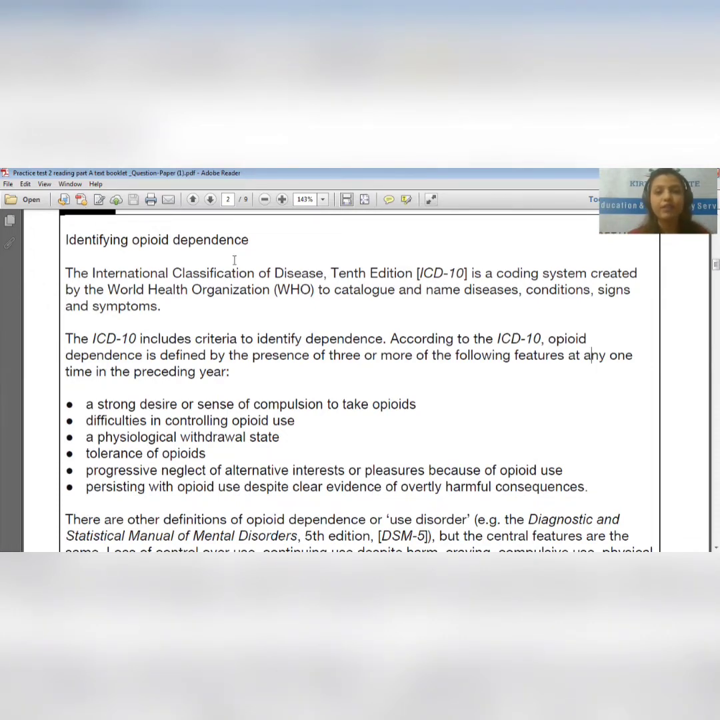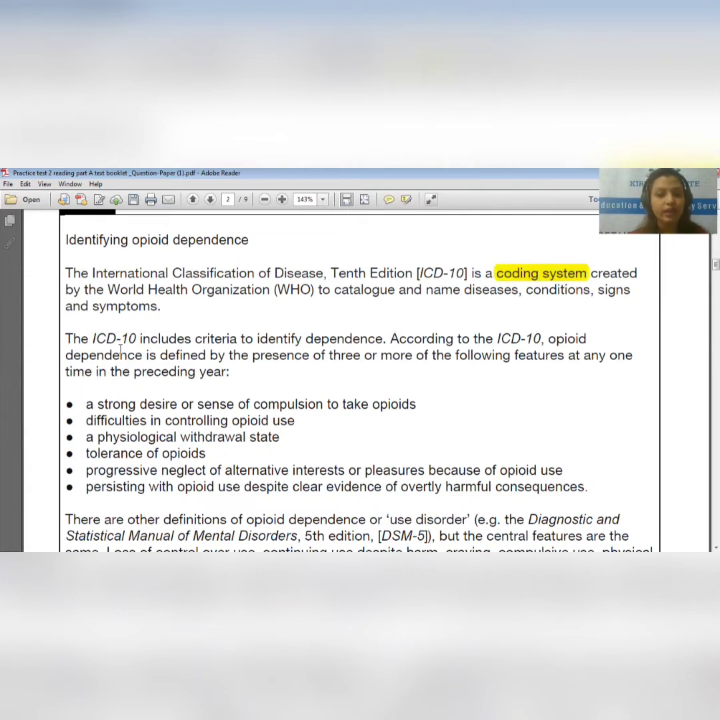So first is identifying opioid dependence, then the International Classification of Disease 10th edition, ICD-10, is a coding system. I just want to know what this ICD-10 is. If I just go through the eye-catching information like ICD-10, WHO, and below that DSM-5, I will not be able to get any idea about the text. So along with that, I am reading the first sentence of each paragraph to know the topic. Here, the International Classification of Disease 10th edition, that is ICD-10, is a coding system. So I can understand that ICD-10 is a coding system.